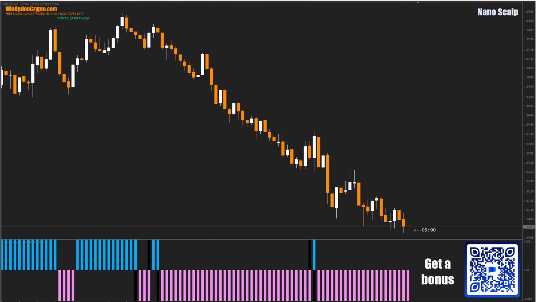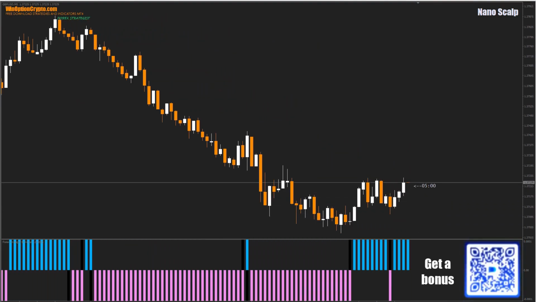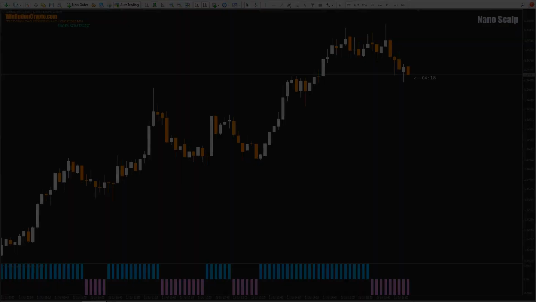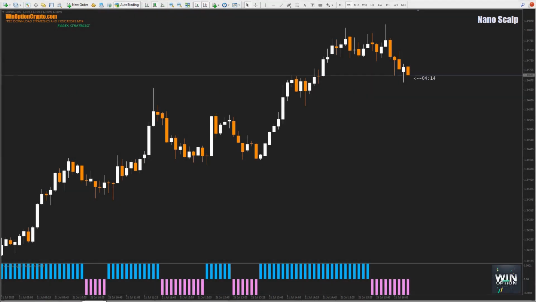How exactly to use the indicators of this strategy with maximum benefit and which trading rules work best, we will tell you in this review. In the meantime, let's install the Nano Scalp strategy in the MetaTrader 4 terminal.